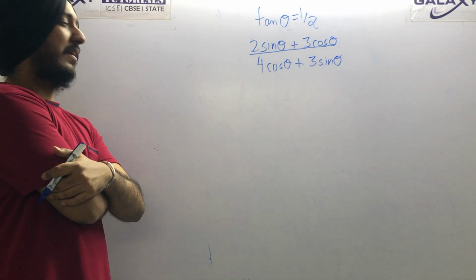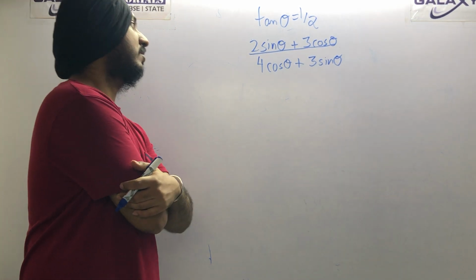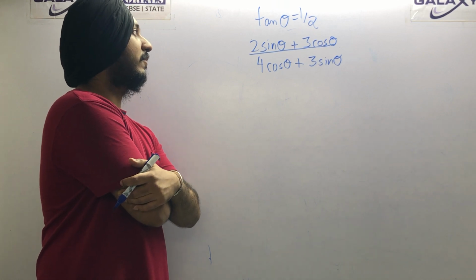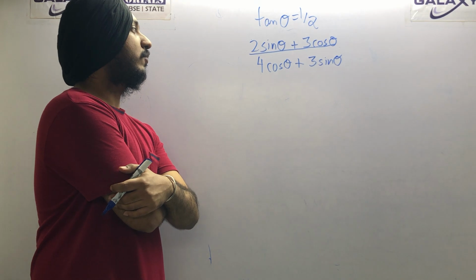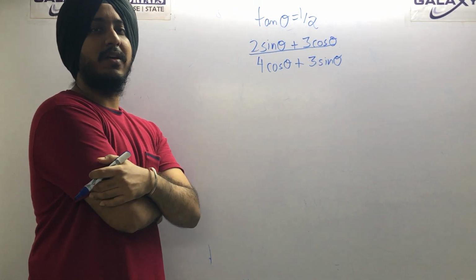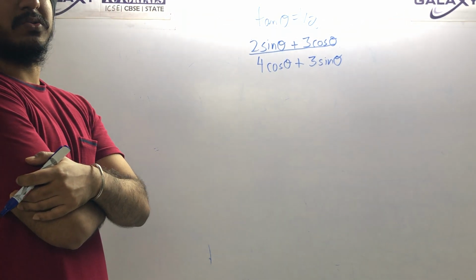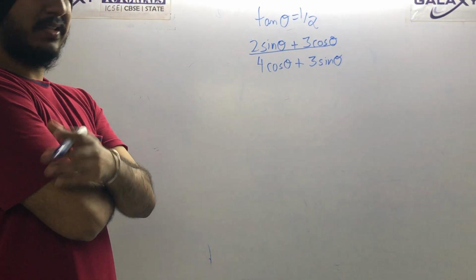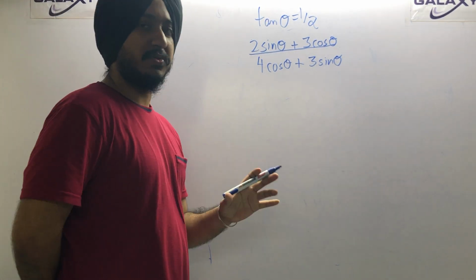Now this is a little bit tricky, but it's very easy. You just have to use your imagination in this question. Now see, in this question they have given us tan theta as 1 by 2 and you have to find out the value of this expression. And to find out the value of this expression, you need the values of sine and cos. I think there are basically many ways to solve this question.